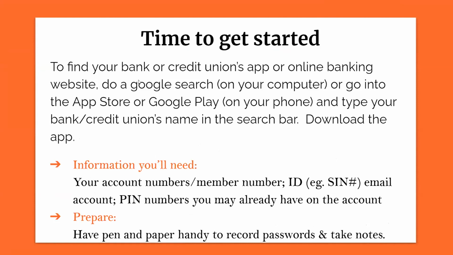To find your bank or credit union's app or online banking website, do a Google search on your computer, or go into the App Store or Google Play on your phone and type your bank or credit union's name in the search bar. Then you can download the app. The information you will need is your account numbers or your member number, your ID, email account, and PIN numbers you may already have on the account. And be prepared by having a pen and paper handy to record passwords and take notes.